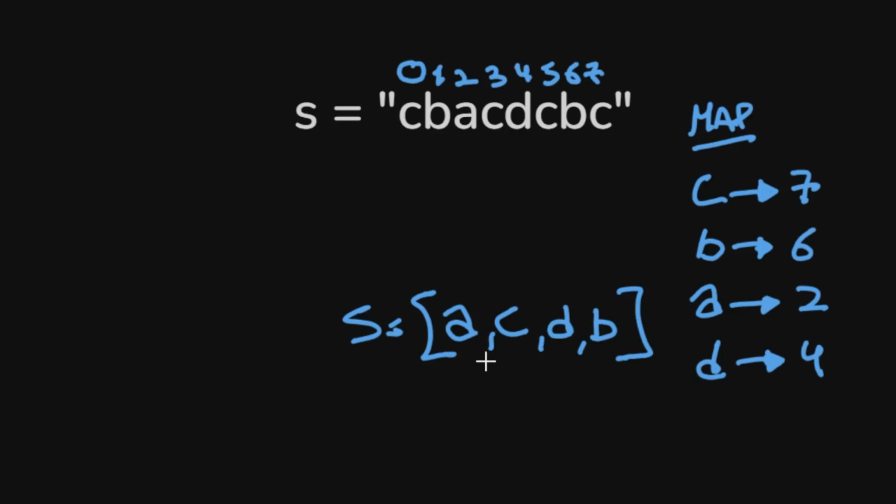Finally, we have another C, but we already have C in the stack. So now we continue, we are out of bounds. This is the final array. We transform it into a string with join, and we can return this.